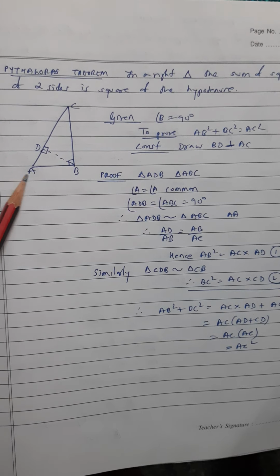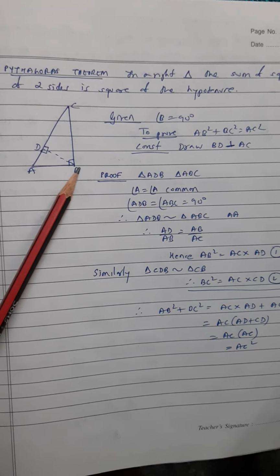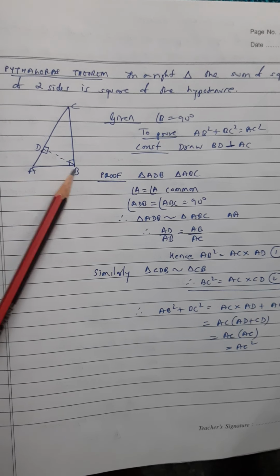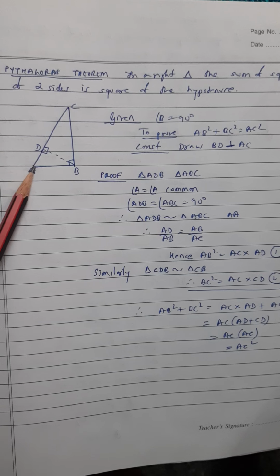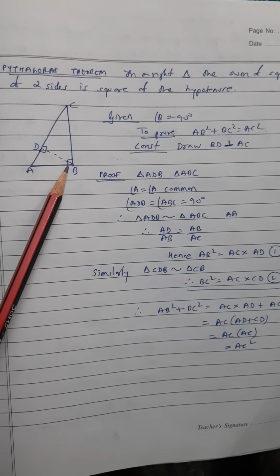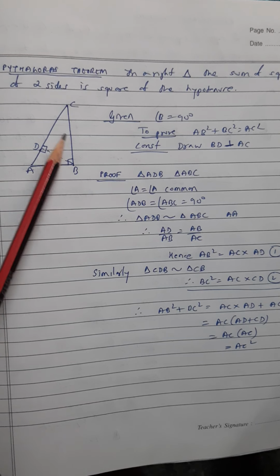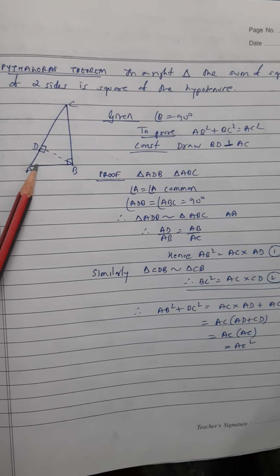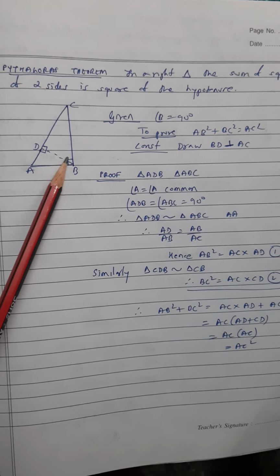So what we do is take the triangle ADB, this small triangle ADB, and the big triangle ABC and prove them similar. If you take ADB and ABC, angle A is common. Angle ADB and ABC are 90 degrees each, right? So ADB and ABC will be similar by AA criteria. Two angles are equal, right? A is common. This is 90 and this is also 90.